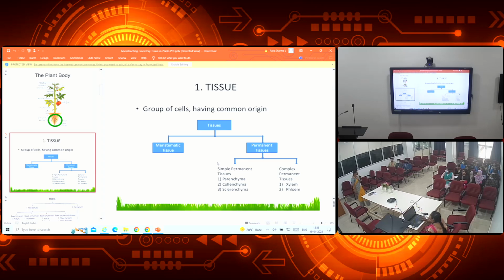Simple tissues, you know well, when you take a section and observe the practical aspects, what are the cells you are able to find? Parenchyma, sclerenchyma, all these things we are able to find. The next category is complex tissue. There are two main things: water conducting tissue and food conducting tissue, xylem and phloem. That's it. Shall we move on to the next thing?